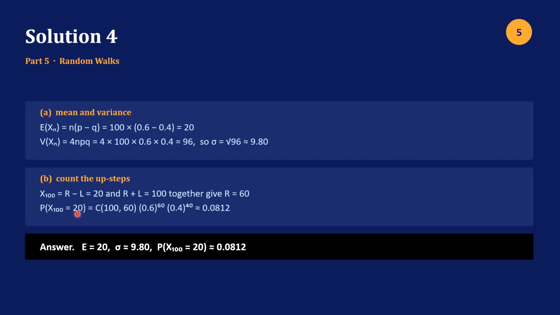Then we can plug that into our equation for the probability of being at position 20 after 100 steps. This is 100 choose 60 times 0.6 to the 60 times 0.4 to the 40 power, and if you do this computation, you get a small number, 0.0812. So about a little over 8%.